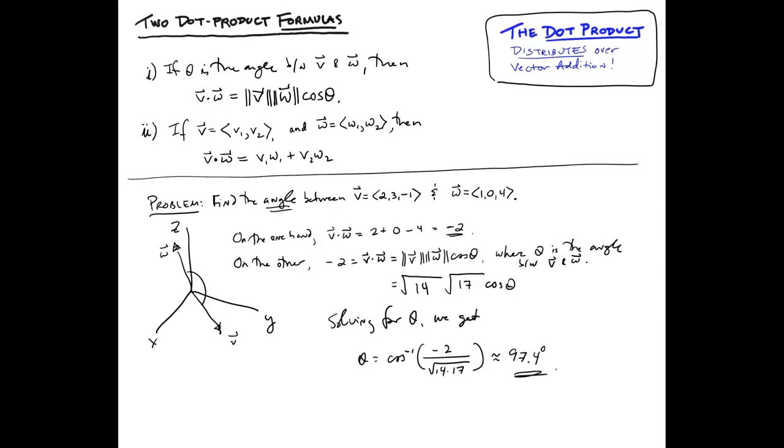If I had asked you when you first met the idea of vectors to find the angle between these two vectors and you didn't know anything about the dot product, it would have been quite a pain. Not that much of a pain. You would have had to use some trigonometry, in particular the law of cosines.